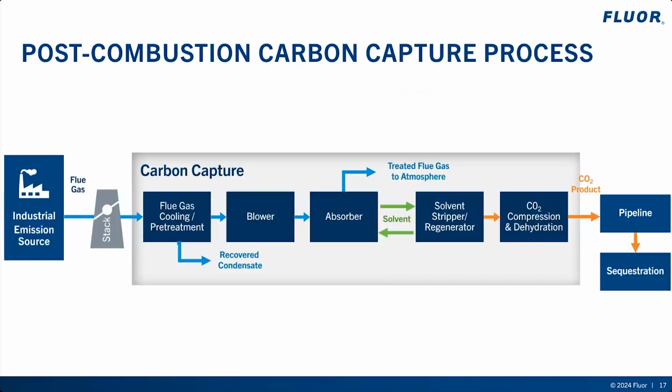Post-combustion carbon capture plant can be divided into 4 steps. The first step is flue gas cooling and conditioning. Flue gas from the emission source is redirected to the carbon capture plant. The flue gas is first cooled to meet the desired feed temperature of the absorber, which also acts to recover a significant amount of water condensate from the flue gas.